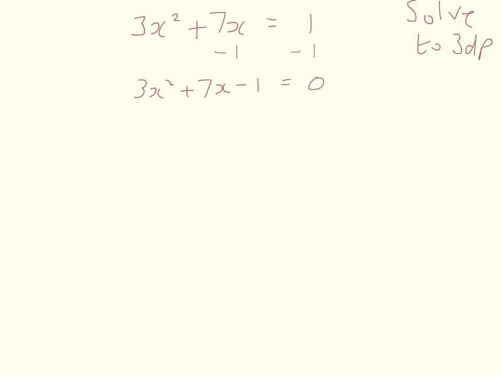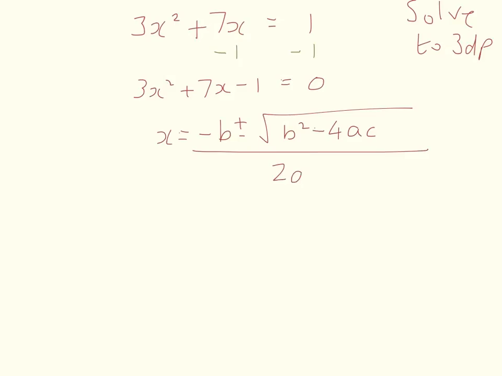Now it's in the form that I can work with. When it wasn't equal to 0, I couldn't state what a, b and c was. But now that it is, I know that I can use my quadratic formula. It's going to be minus b plus or minus the square root of b squared minus 4ac divided by 2a. And our values for a, b and c come from comparing the numbers in front of x squared, x, and the number at the end.